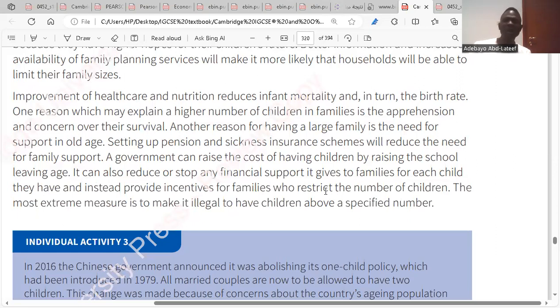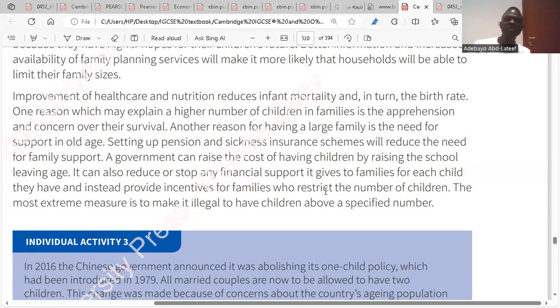So another reason for having a large family is the need for support in old age. Another reason, we're talking about reasons now. Yes. Another one is, when we have a lot of kids, they'll be able to take care of their grandparents when we are not available. So we won't just leave our job to take care of our grandparents and our children. Our children can still take care of our grandparents while we are out working. Do you understand the point they're making there?